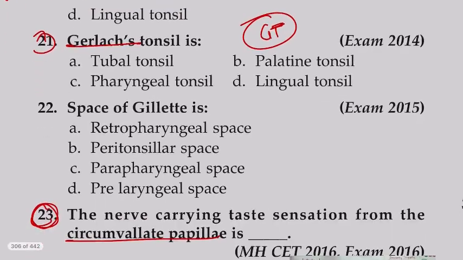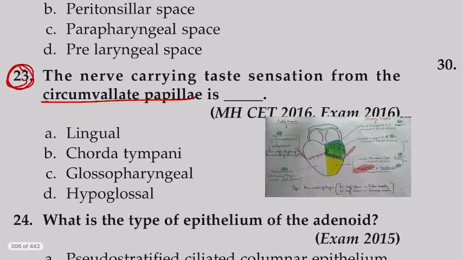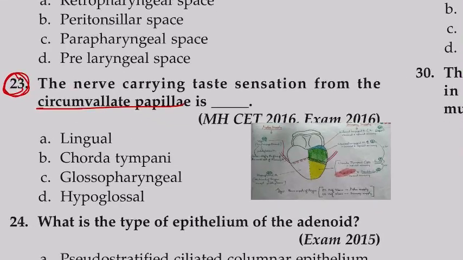Okay, space of Gillette, retropharyngeal space, we already did it. The nerve carrying taste sensation from the circumvallate papillae, right. Now here in this structure we can see the circumvallate papillae. What is carrying the taste? The glossopharyngeal nerve is carrying it from the circumvallate papillae.